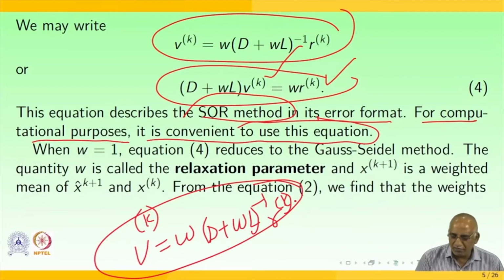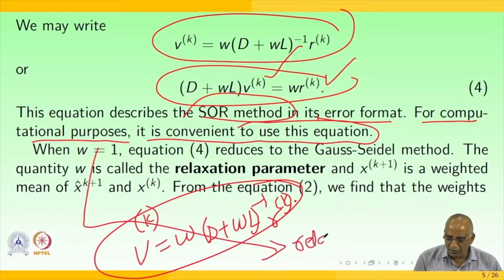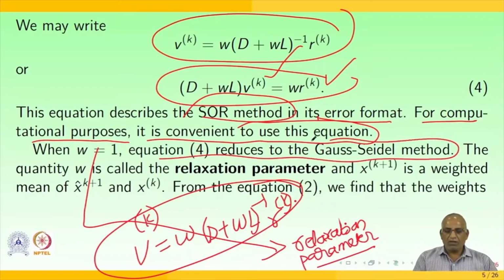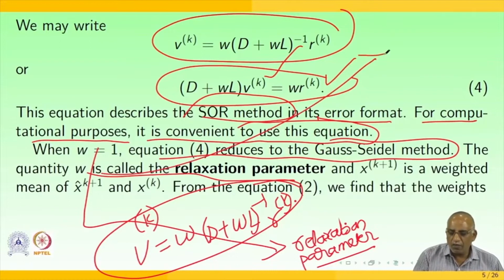When w is equal to 1, note that some textbooks write it as omega. Whatever is the case, this w is called the relaxation parameter. Equation 4 reduces to the Gauss-Seidel method. The quantity w is called the relaxation parameter. So this w or omega, whatever we call it, is the relaxation parameter.